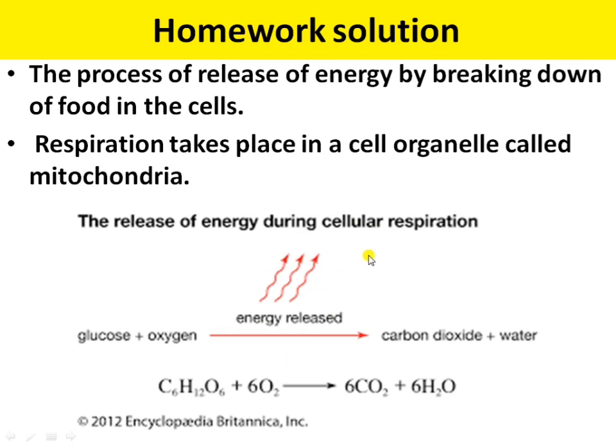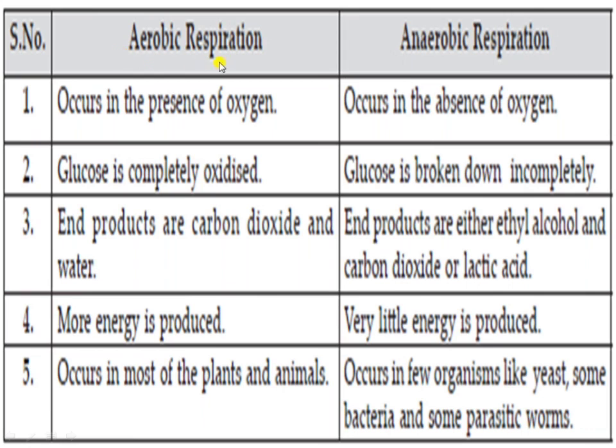The oxygen needed for respiration is taken in by the breathing process. Next is about the types of respiration. There are two types of respiration, aerobic respiration and anaerobic respiration. When the breakdown of food occurs in the presence of oxygen, it is called aerobic respiration, and when the breakdown of food occurs without the use of oxygen, in the absence of oxygen, it is anaerobic respiration.